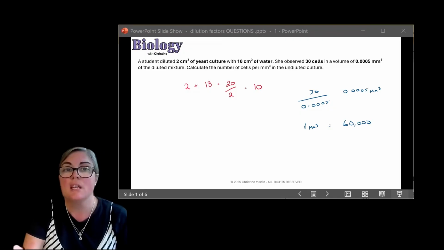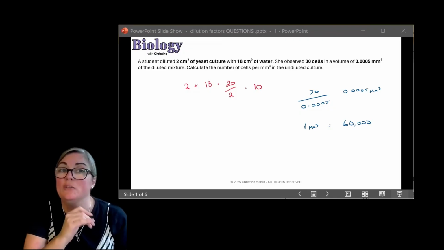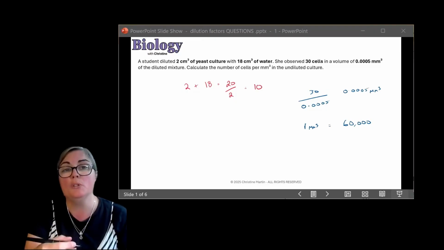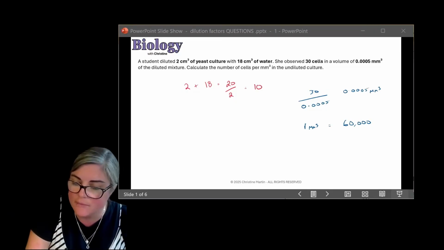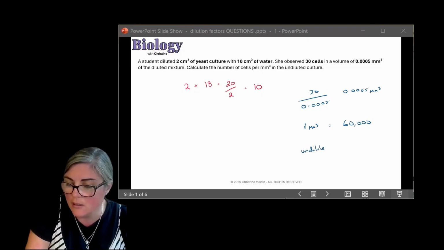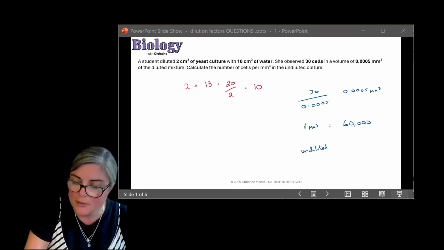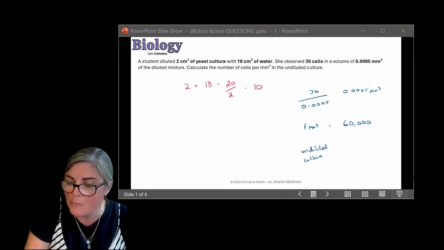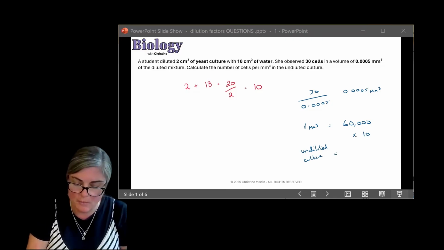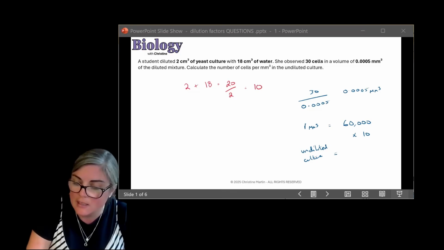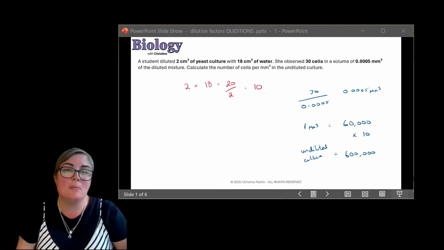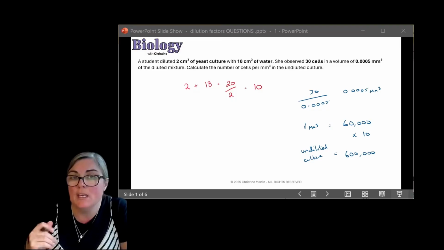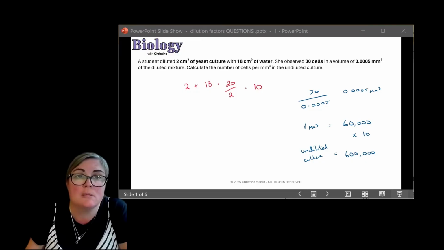and that therefore means in 1 millimeter cubed, I have got 60,000 cells. Now remember, we had a dilution factor of 10. So what I'm going to need to do is get it up to the undiluted. So the undiluted culture, we need to times that number by 10, which obviously means we are going to get 600,000. And I always like to double check my answers using the calculator. Do it a couple of times just to be sure.